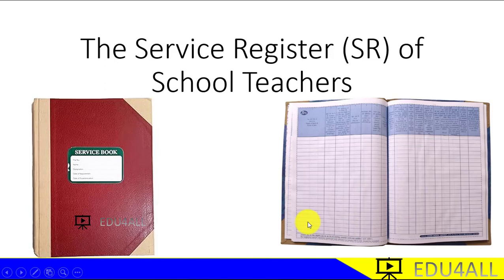Welcome friends, today we are going to see about the service register of a school teacher. When we talk about the service register, it is a book which is common to all government employees including teachers. Today I am going to explain how the service register plays a vital role in a teacher's career, what the important roles are, what things should be updated in your SR, and who is responsible for maintaining your SR.